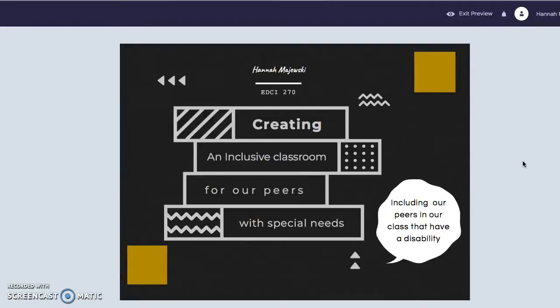So I created an infographic in order for us to learn about our peers and the disabilities they have and how they should be treated. The title of this is Creating an Inclusive Classroom for Our Peers with Special Needs. It's basically about including our peers in our class that do have a disability. So a lot of this is very important for us.